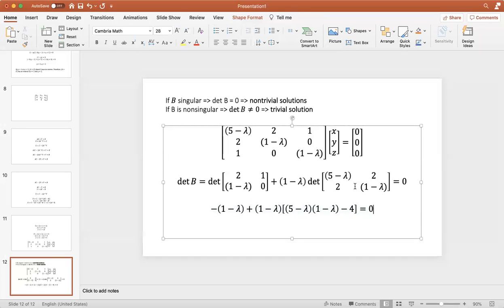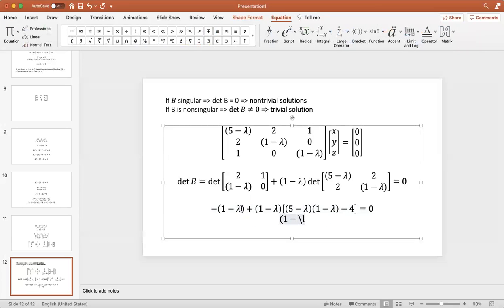Okay. Now, to simplify the operation, maybe we can factor out 1 minus lambda already. No? So let's try to factor 1 minus lambda out of this expression. So we'll have 1 minus lambda. Yung unang 1 minus lambda lang muna. Okay. And then you have negative 1 plus 5 minus lambda. Pwede naman to. So 1 minus lambda minus 4. Okay. And set it equal to 0.